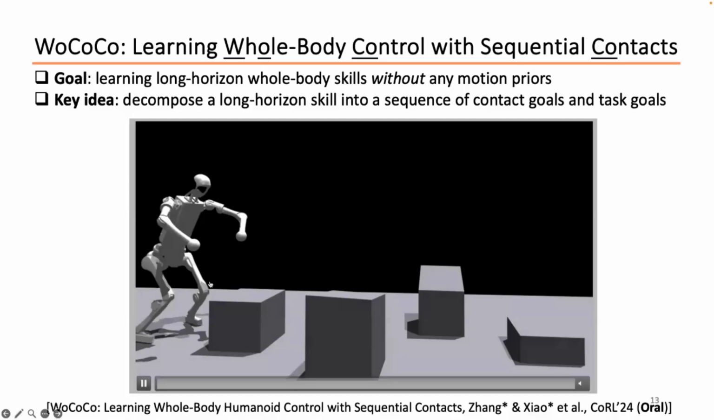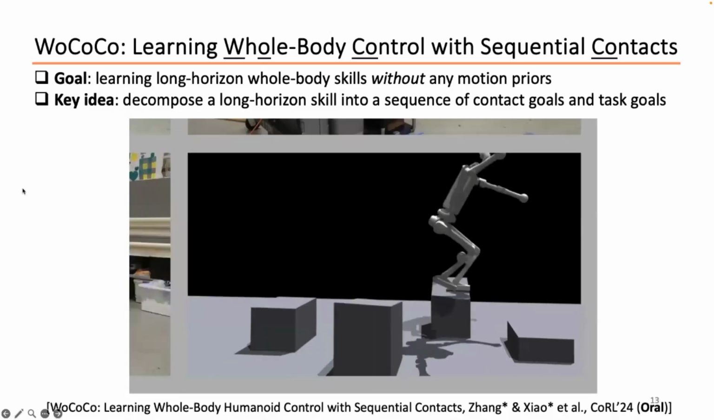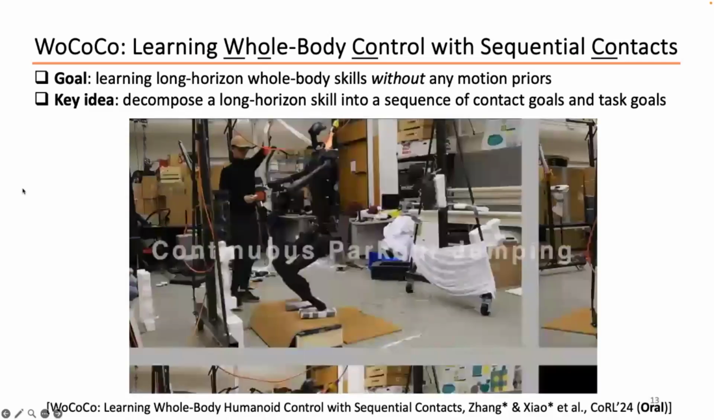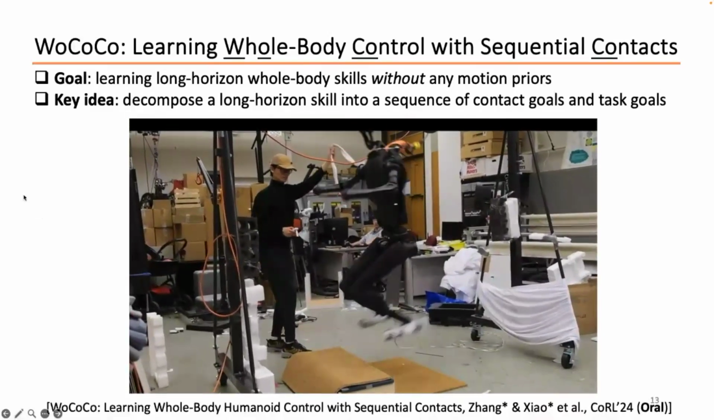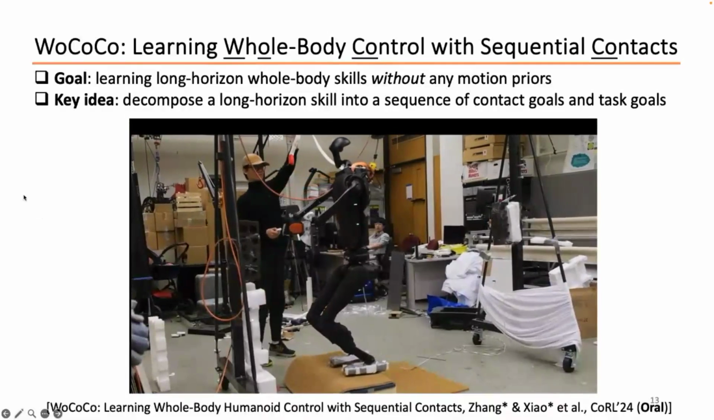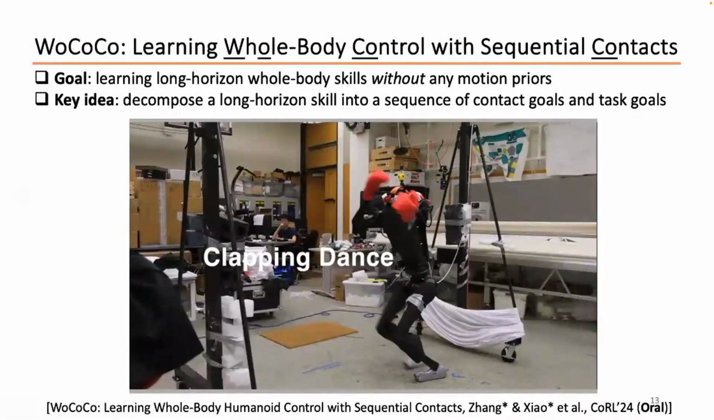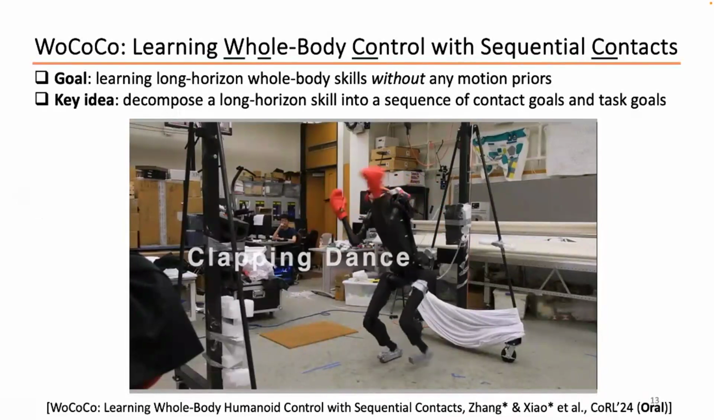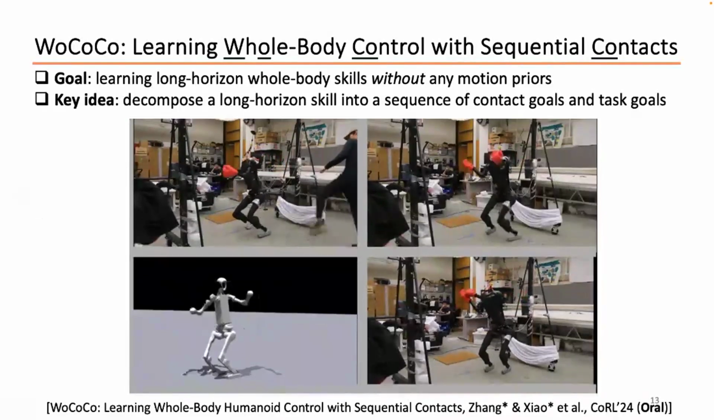So I want to show some results. We can learn this parkouring stuff in simulation, again, without any motion priors, just learning RL from scratch. Translate this parkouring to the real world, like continuous jumping on stairs, and some interesting climbing dance. It's pretty funny. There should be background music. Yeah, again, it's all learning from scratch without any motion priors.